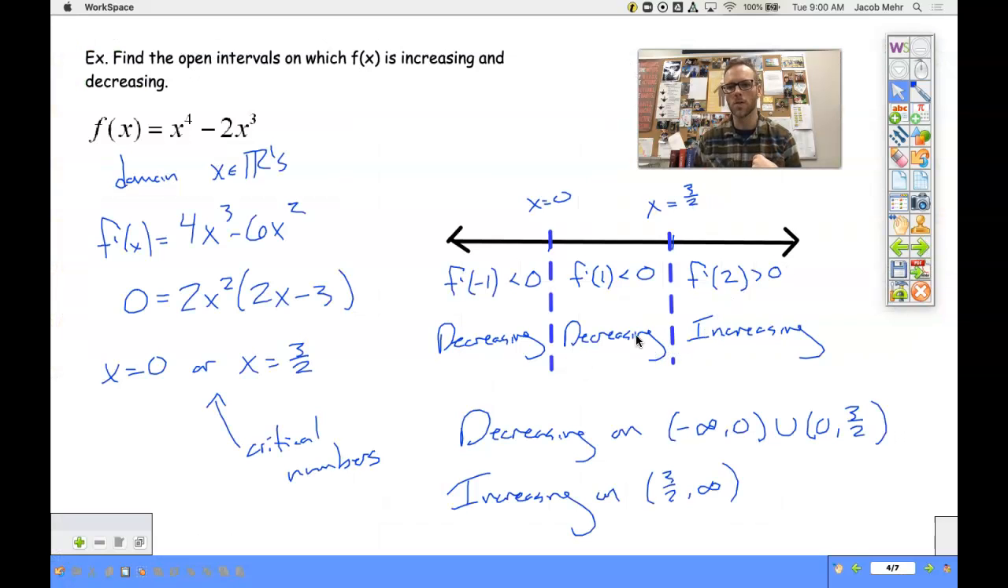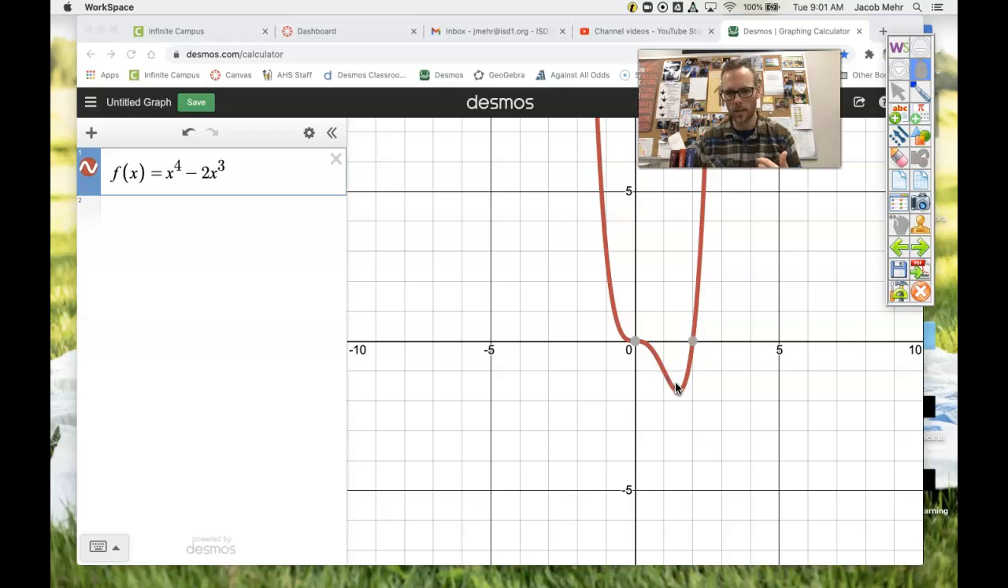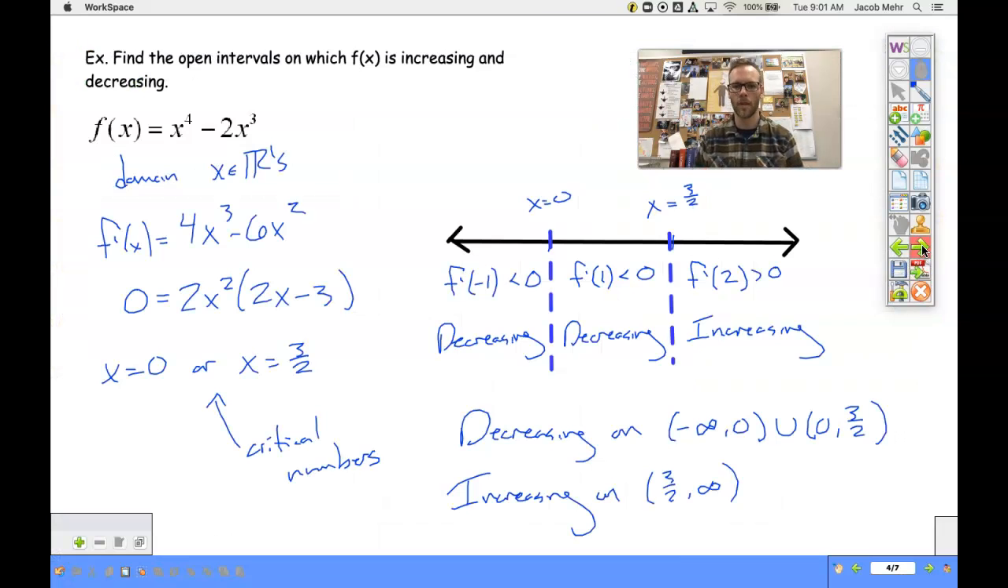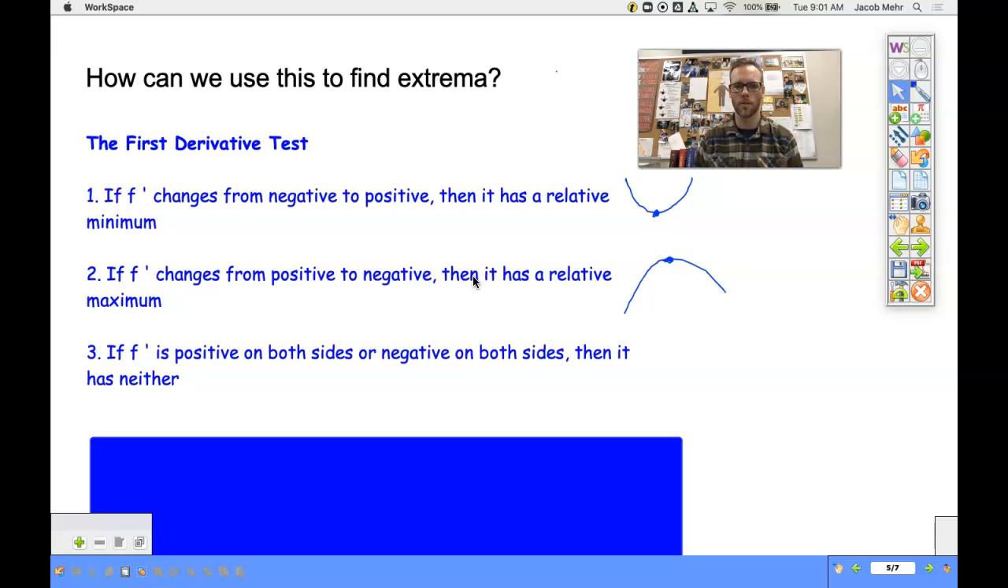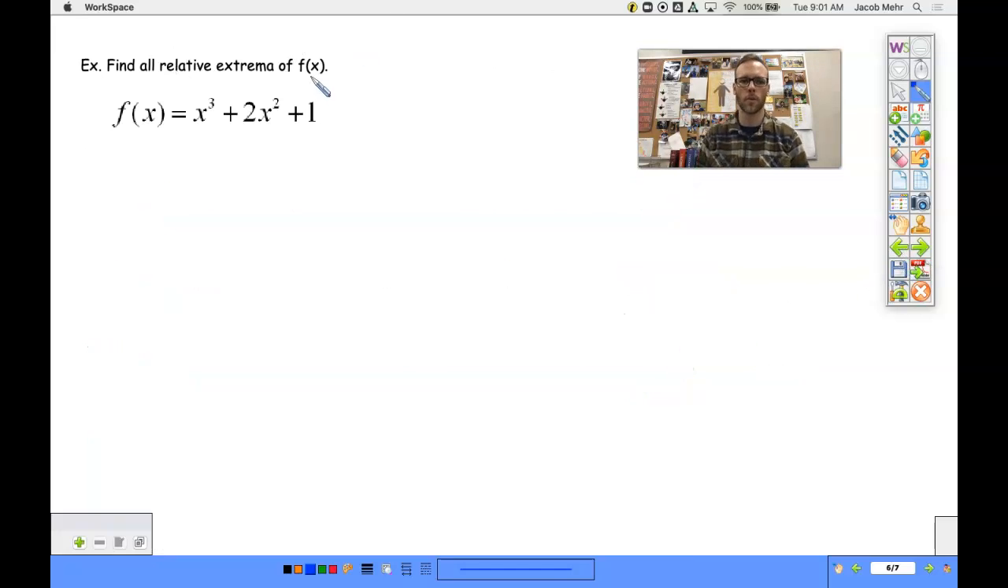However, over here, it goes from decreasing to increasing. So it's going down, then it comes up. So x equals 3 halves would have to be a relative minimum. Decreasing to increasing, look at the graph. This is a relative minimum. So this is our first derivative test, that we can use intervals of increasing and decreasing to help us determine where the extrema are. And I just wanted to draw the last cases where it's neither a maximum nor a minimum. So find all extrema of this function.